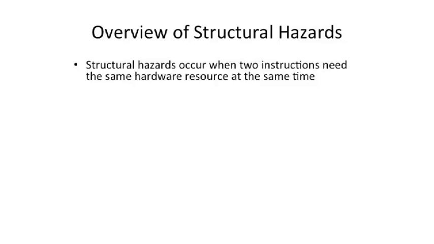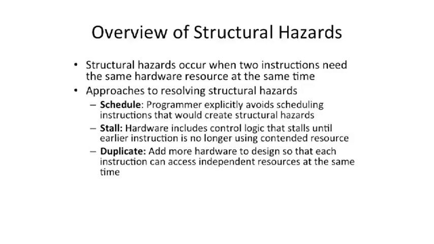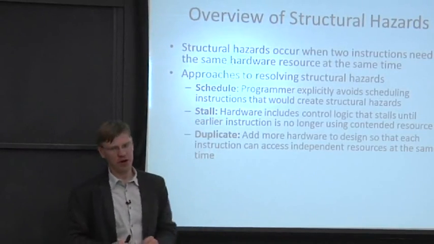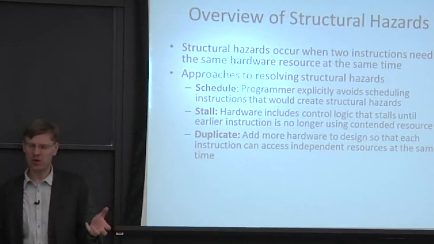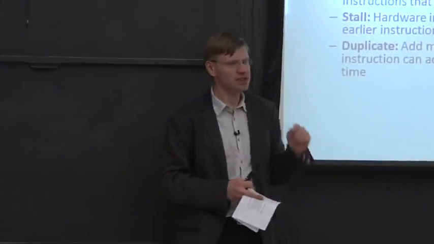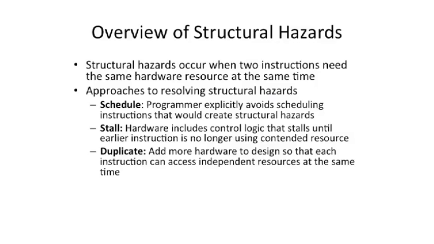OK, so let's overview structural hazards here. Structural hazards, as I said before, occur when two instructions need to use the same hardware resource at the same time. And there's a couple of approaches on how to resolve this problem. I mean, we can't just throw up our hands and stop the pipeline, or maybe actually that kind of is one of the solutions. But you need to think really hard about how to deal with a structural hazard. One thing you can do is explicitly avoid having different instructions that would be in the pipeline at the same time use one structure at the same time. And you can do this by the programmer, or maybe the compiler can do this.